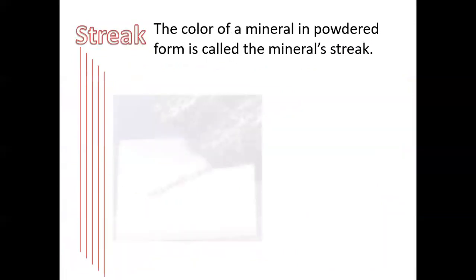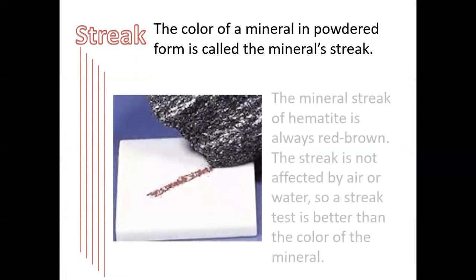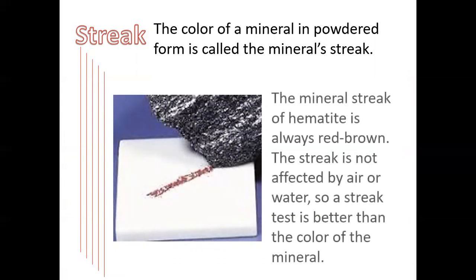Streak testing. The color of a mineral in powdered form is called the mineral's streak test. The mineral streak of hematite is always red-brown. The streak is not affected by air or water, so a streak test is better than a color test of a mineral.